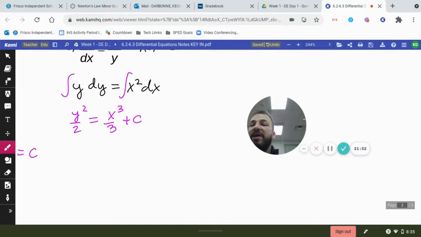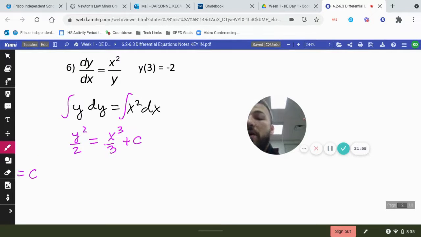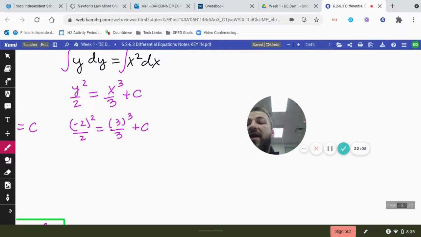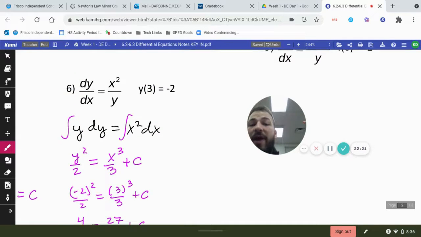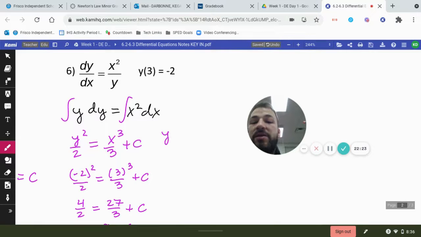Now, once again, I like to plug in for my c immediately. So -2 squared over 2 is equal to 3 cubed over 3 plus c. From here, -2 squared is 4 over 2 is equal to 3 cubed is 27 over 3 plus c. So 2 is equal to 9 plus c, which means -7 is equal to c. So I can go back up here and I can plug this in. So y squared over 2 is equal to x cubed over 3 minus 7.